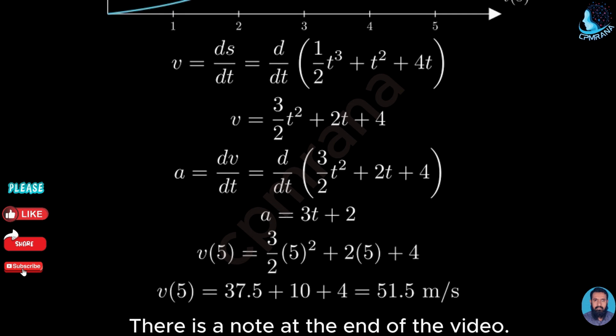For acceleration, we plug in t equals 5 into our acceleration equation. This gives us 3 times 5 plus 2. Computing this, 15 plus 2 equals 17 meters per second squared.